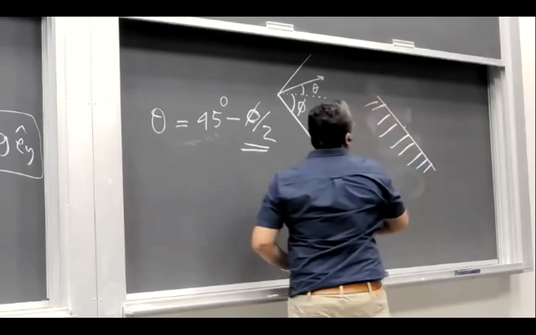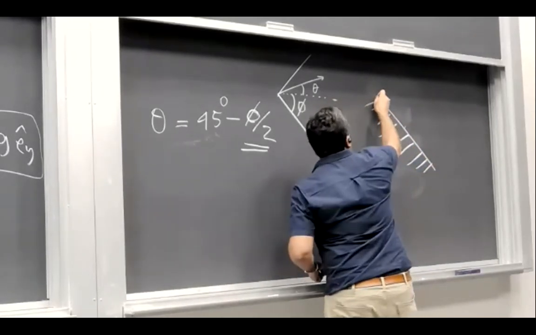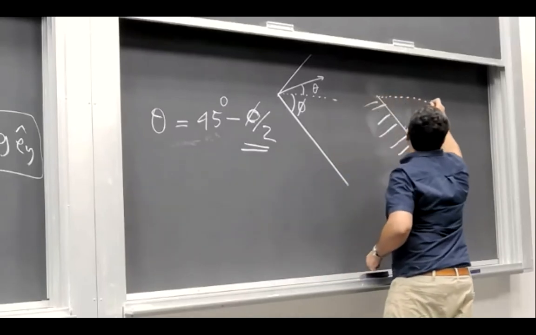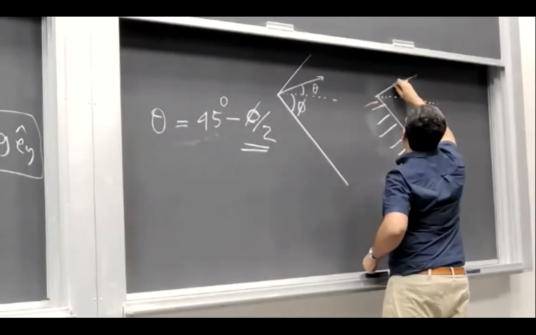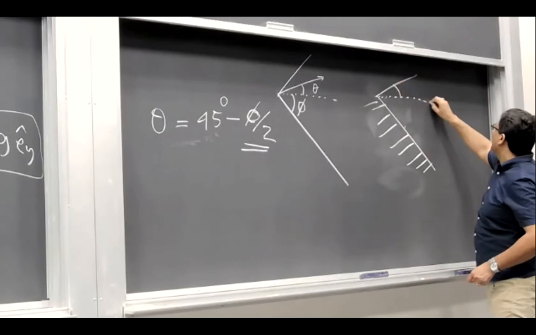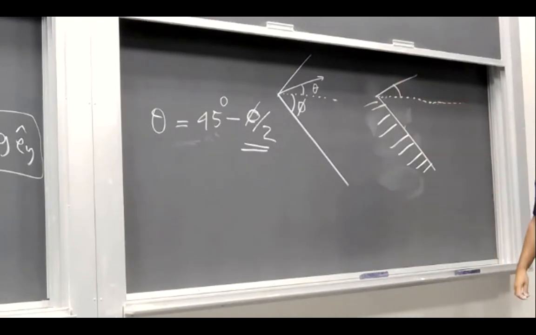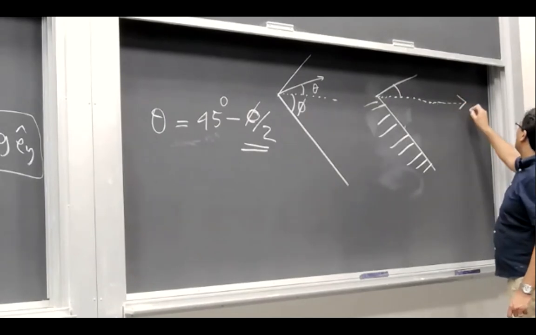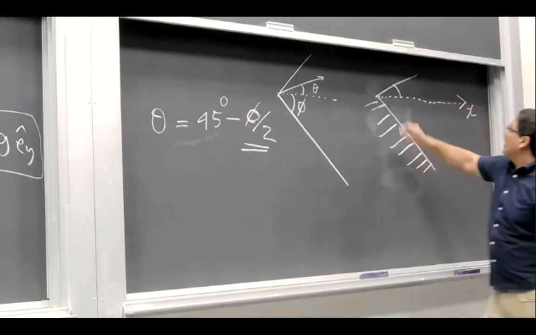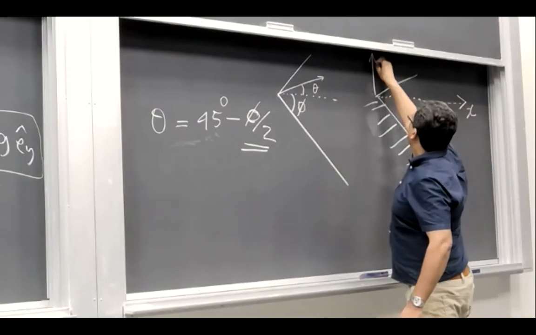So this is the plane and you're throwing the projectile at some angle theta with respect to the vertical axis, the vertical line. But this time, instead of inclining my coordinate system, I keep my x-axis here and y-axis vertical.